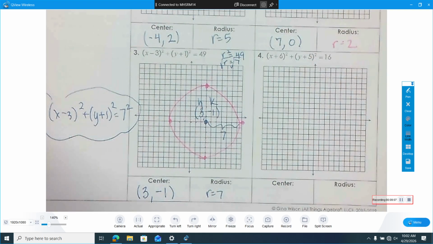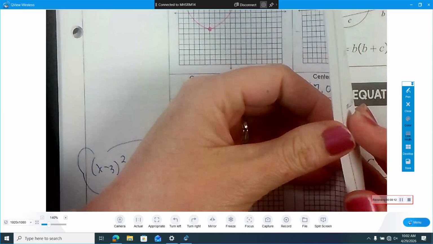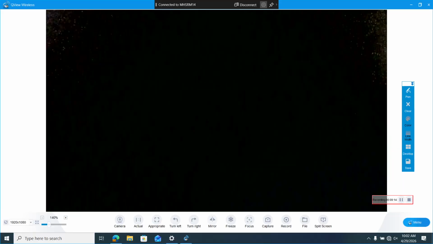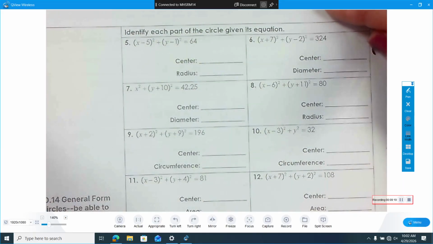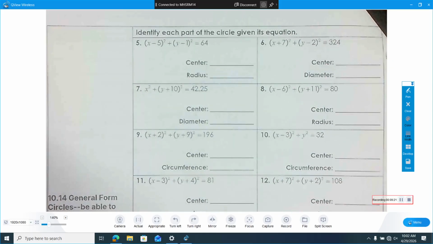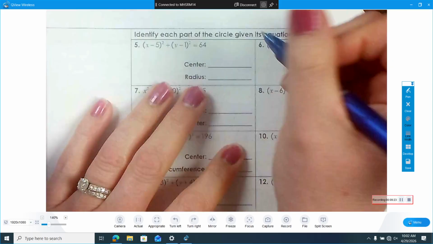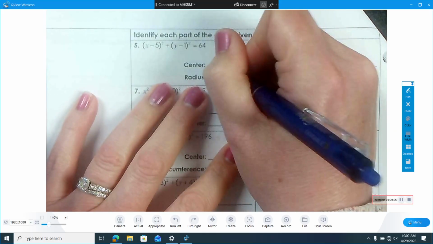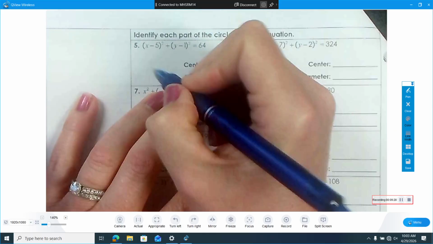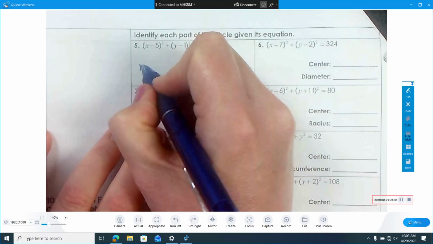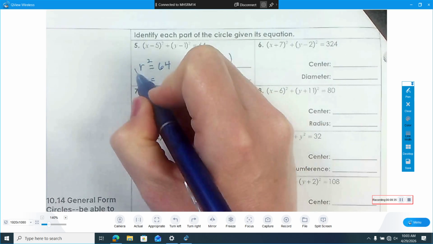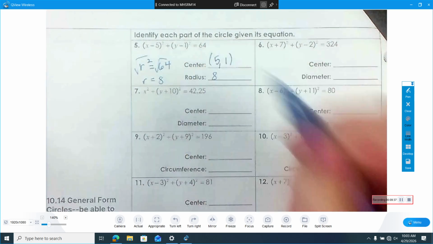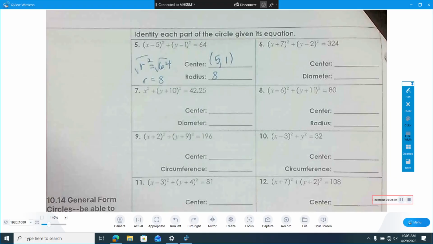So, any questions on that? So easy, yeah? Okay, turn the page. All right, number 5, what's the center? 5, 1. Positive 5, positive 1. What's the radius? 8. R squared equals 64. The radius is the square root, which is 8. Very easy to just identify those.